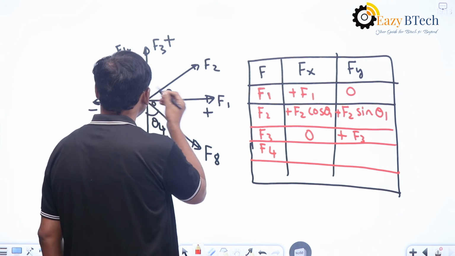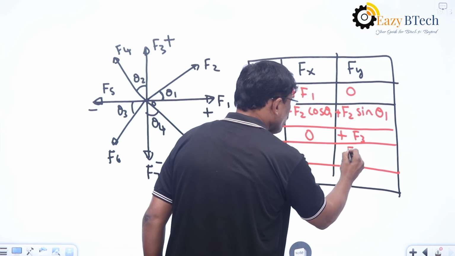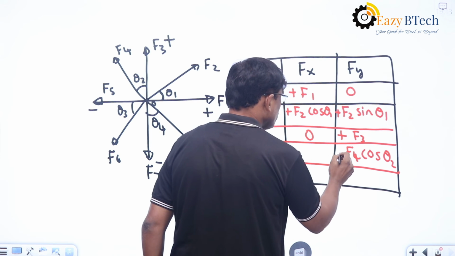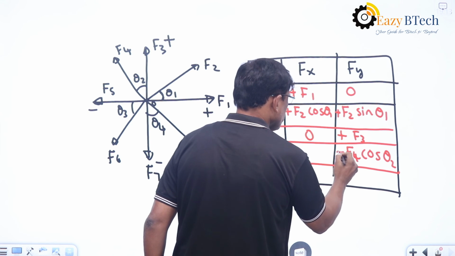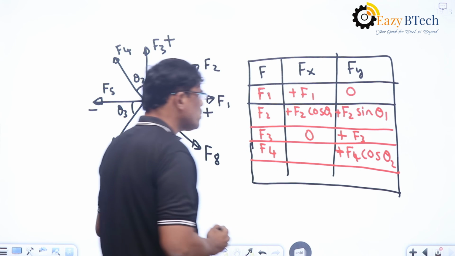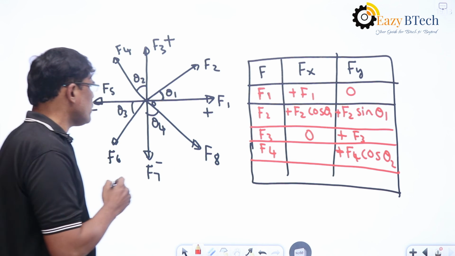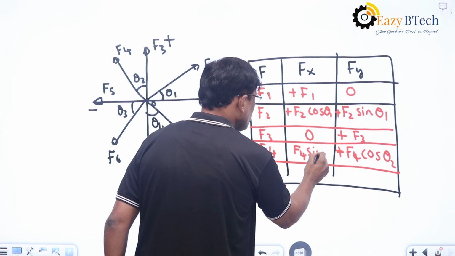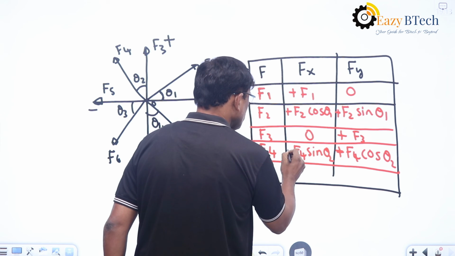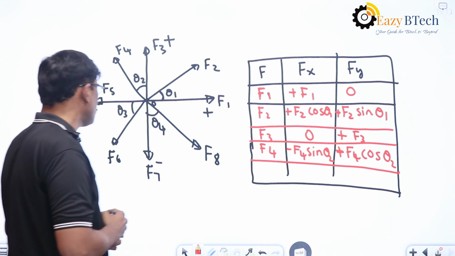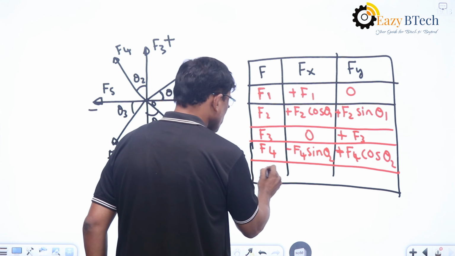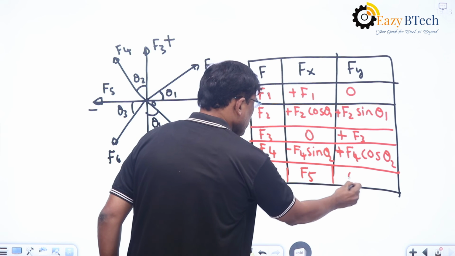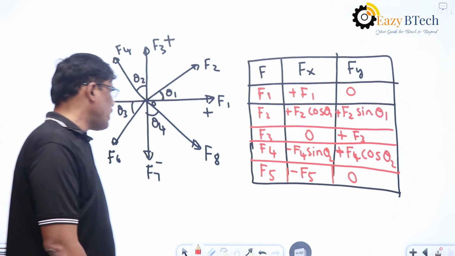Then F4, so it is making angle theta 2 with y. So F4 cos theta 2, this direction is plus because it is acting in the upward direction. And this is F4 sin theta 2, and it is acting towards left, so this one is minus. And F5, so x component is F5 and y component is 0, but it is minus F5.